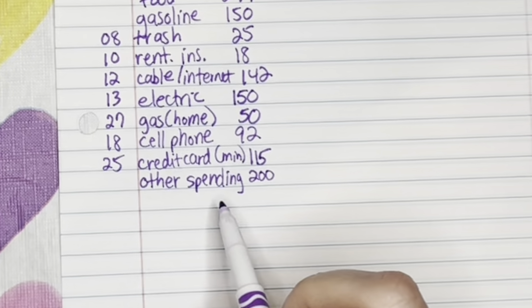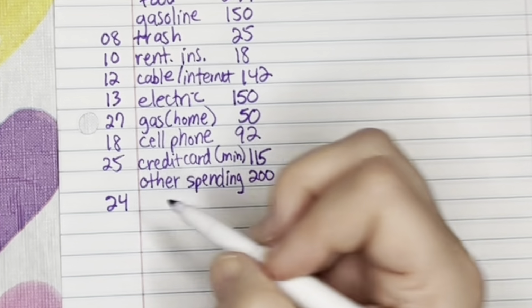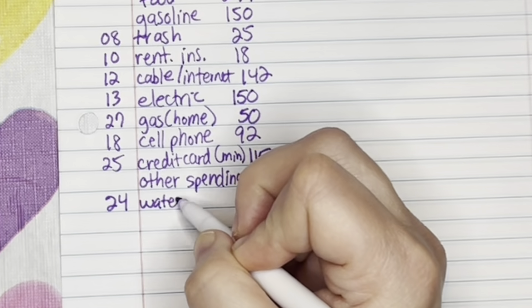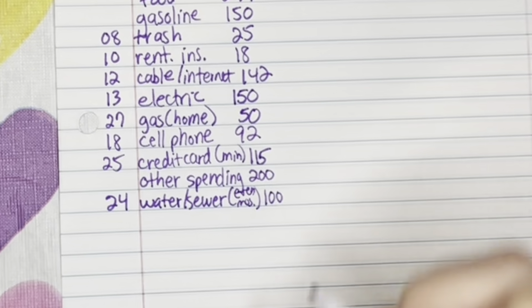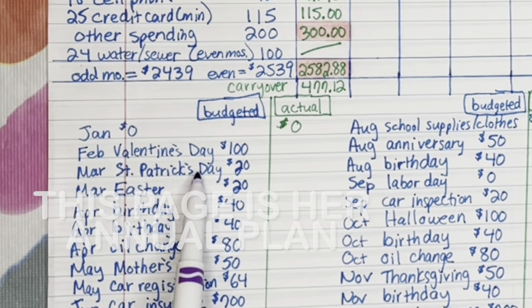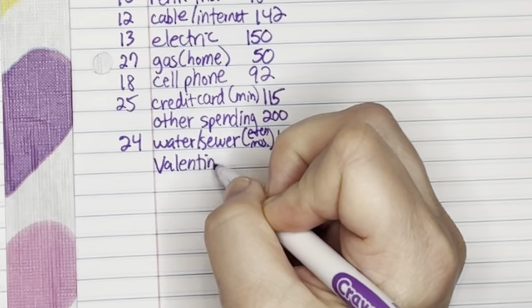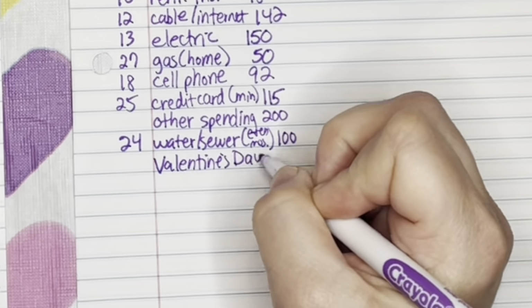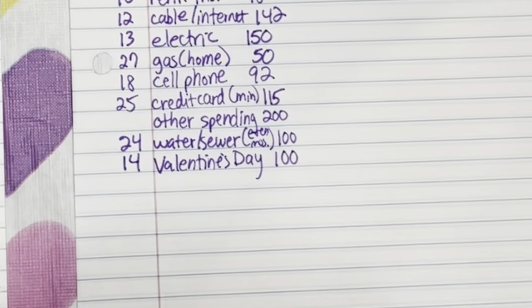She has an other spending category for all of her other expenses. She doesn't break them out individually. And February is an even month, and her water sewer bill is due in even months. And that'll be $100 she's budgeting for. She wants to also budget for Valentine's Day in the amount of $100. Valentine's Day is on the 14th.